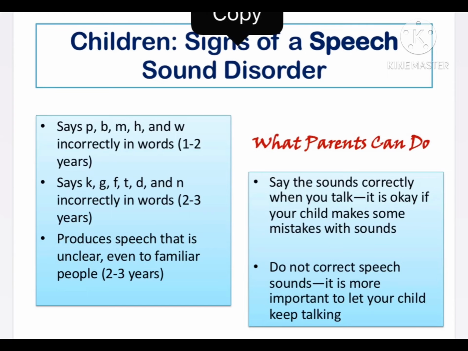So what parents can do first is say the sounds correctly when you talk. It is okay if your child makes some mistakes with sounds. Then second is do not correct speech sounds. It is more important to let your child keep talking.